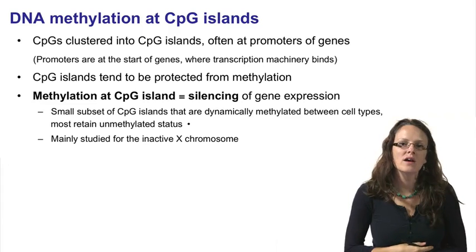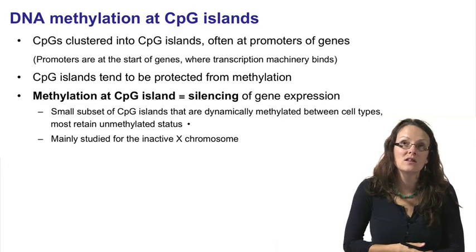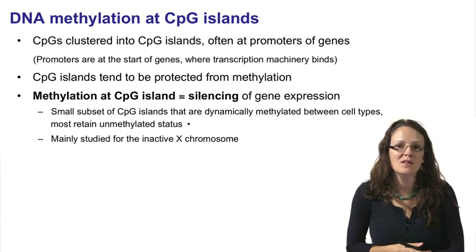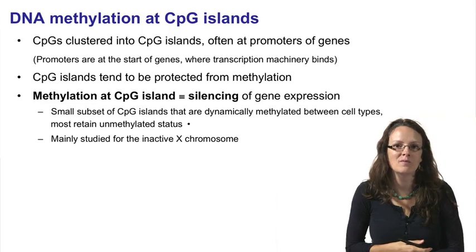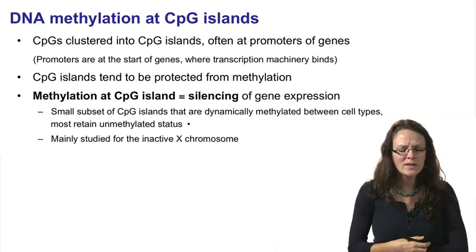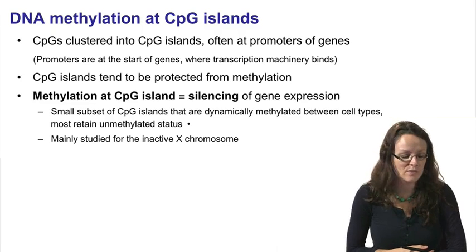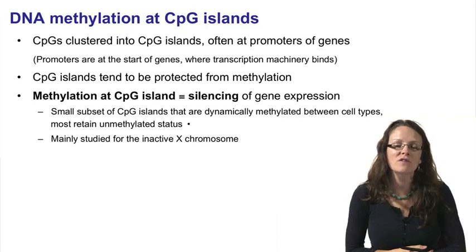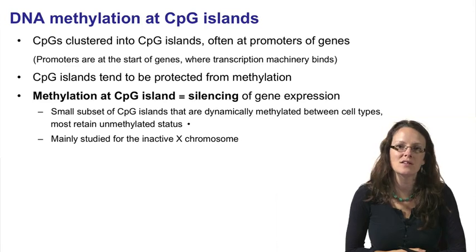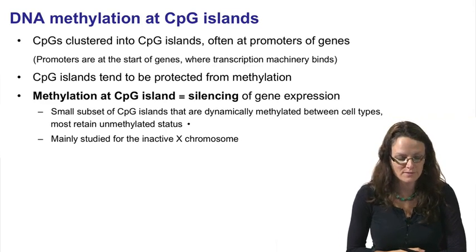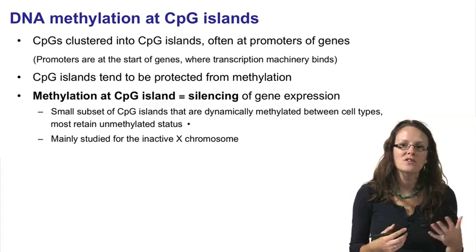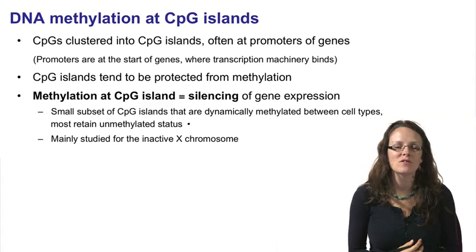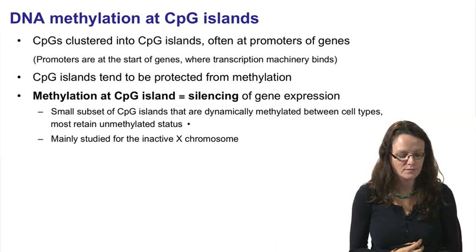I said that CpGs are where you mostly find methylation, or almost exclusively find methylation in mammals. So where are these CpGs found? Well, many CpGs are found in what are termed CpG islands. This is where you find more CG dinucleotides than you would expect by chance. And they tend to be found at the promoters of genes. A promoter, just to remind you, is the region upstream of the start site of transcription of a gene, and it's where the transcription factors bind.